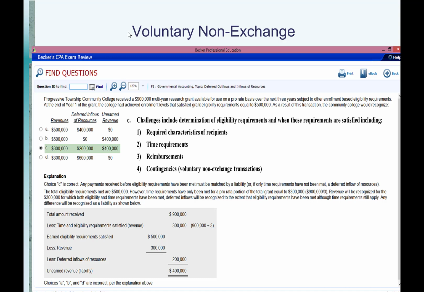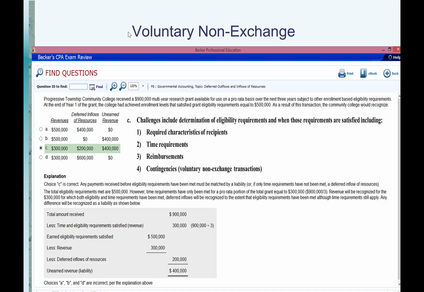So we've got enrollment eligibility, we've got a 3-year period time requirement, don't we? Okay? So if you look at the solution here, they received 900,000. We know that we have met eligibility for 500,000 worth, right? But we divide the 900,000 by 3. We've met eligibility and time for 300,000 of that, haven't we? So notice the revenue is 300,000. But we have met eligibility for what? Only 500,000. We've taken revenue for 300, so the difference, the 200,000, is deferred inflow because we've met eligibility but not time for that part, right?